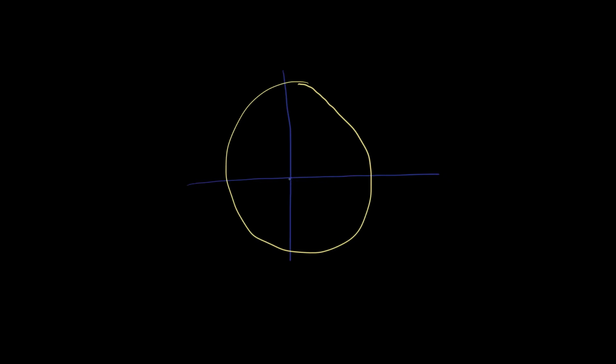Well, standard position just means that the vertex of the angle is at the origin. So I'm going to let one side go there, and my other side is going to come out something like that. The reason it's in the second quadrant is because the first quadrant is for 0 to 90, and the second quadrant is 90 to 180. Since 145 is between 90 and 180, it's going to be in the second quadrant.